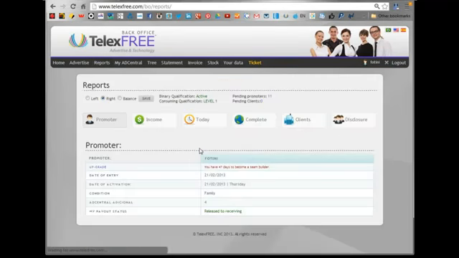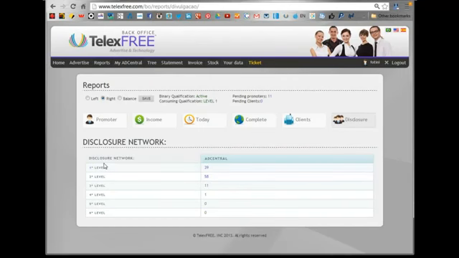I'll click on reports, then click on disclosure, and you'll see here the disclosure network is down to 6 levels. This is your direct unilevel, and on the right hand side we've got the number of AdCentral packages at each level. Now you're probably wondering about AdCentral families. Well, AdCentral families are essentially 5 AdCentrals, or an AdCentral plus 4 additionals. If you can get that concept, then you'll understand that.